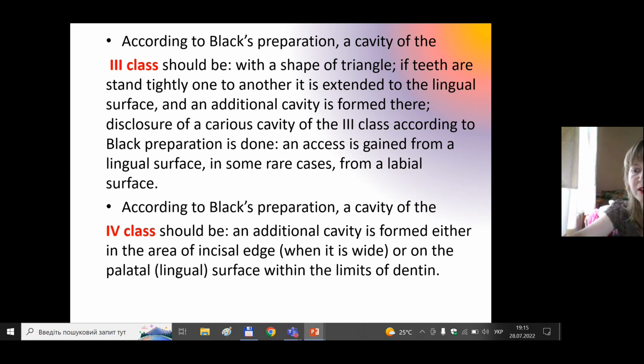According to Black preparation, for a cavity of the fourth class an additional cavity is formed either in the area of the incisal edge when it is wide, or on the palatal or lingual surface within the limits of dentine.